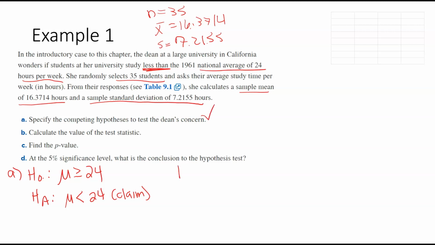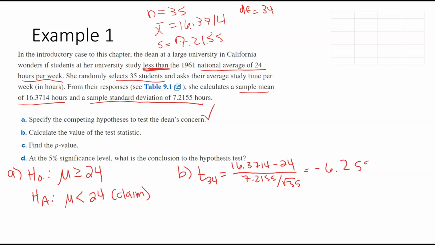To calculate the test statistic, what is the degree of freedom? It's always 1 less than n. So the t-value here, we're going to use the formula, x bar, 16.3714, minus the indicated mu, divided by 7.2155 over the square root of 35. So carefully type that into your calculator, and you should get negative 6.255. So that is our test statistic here.